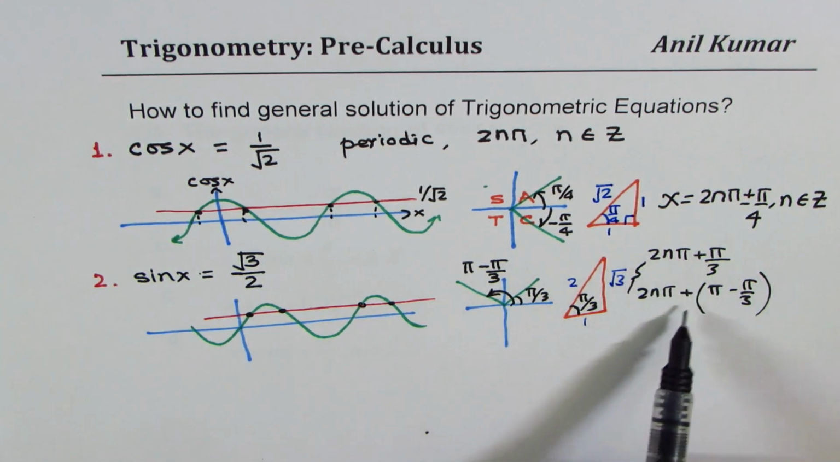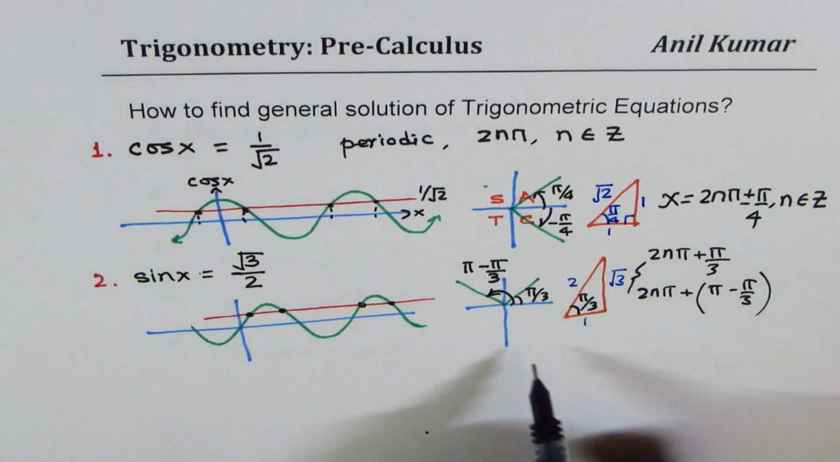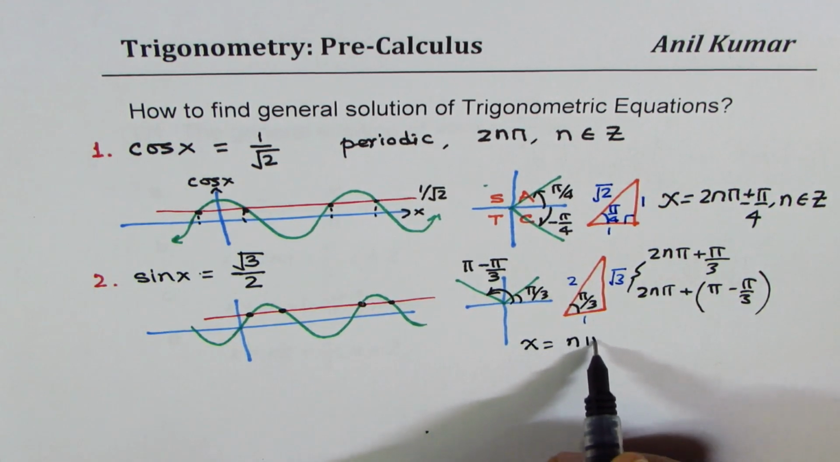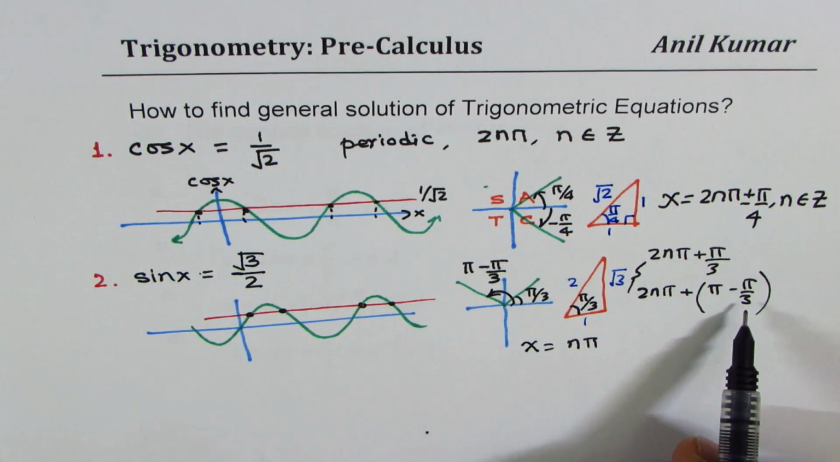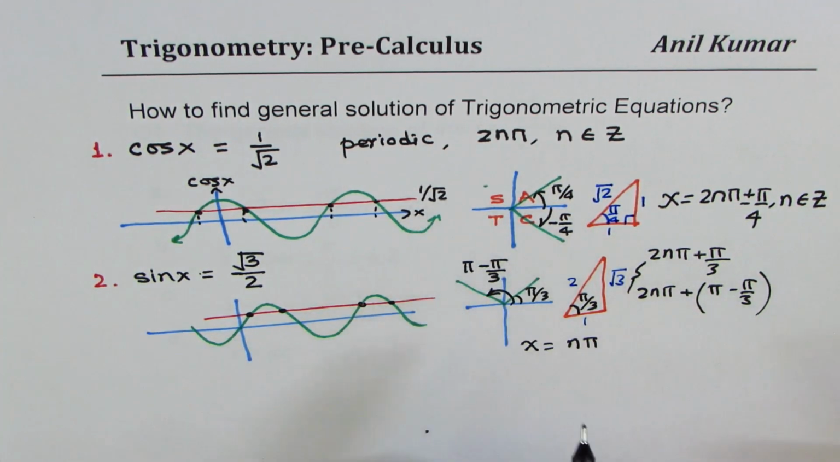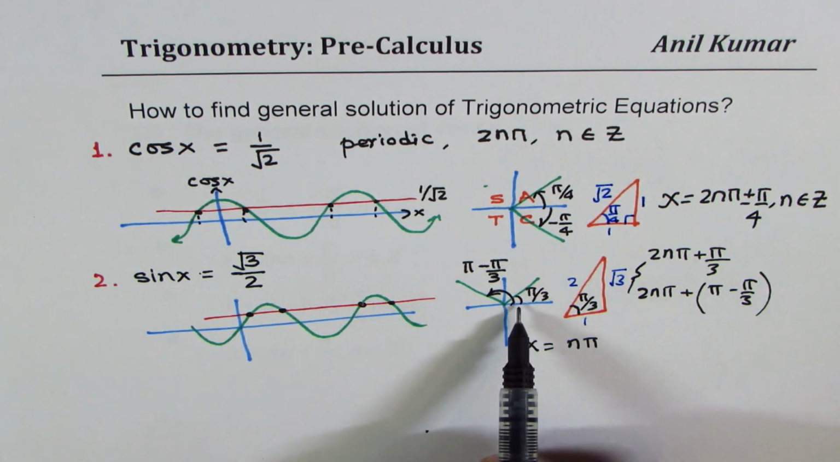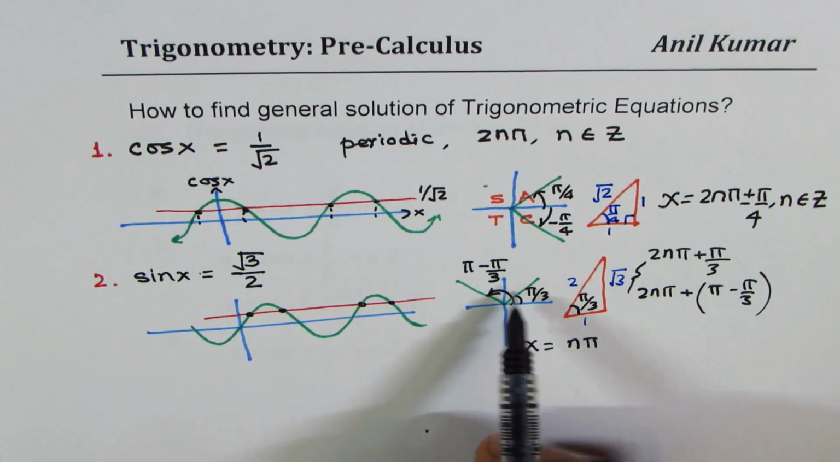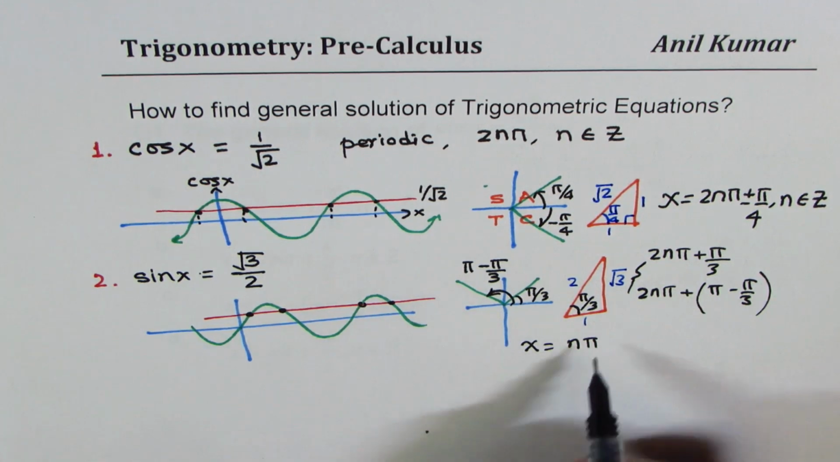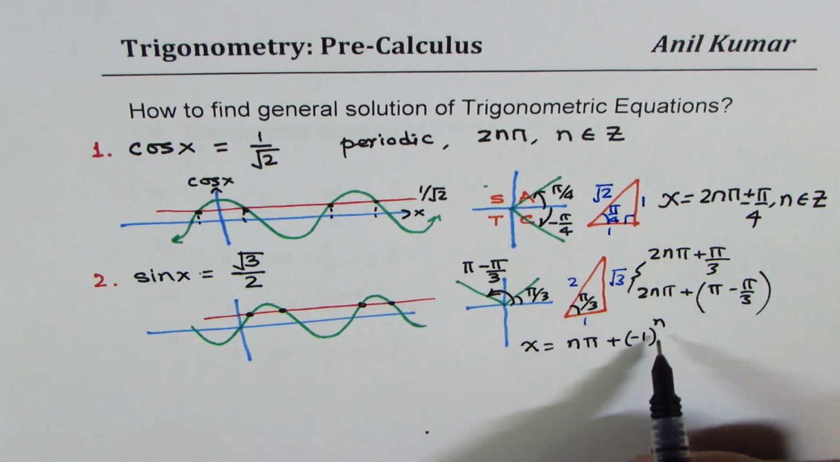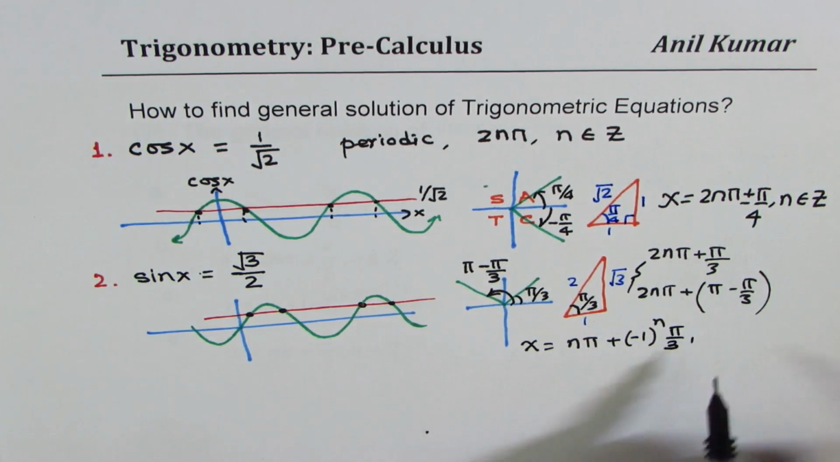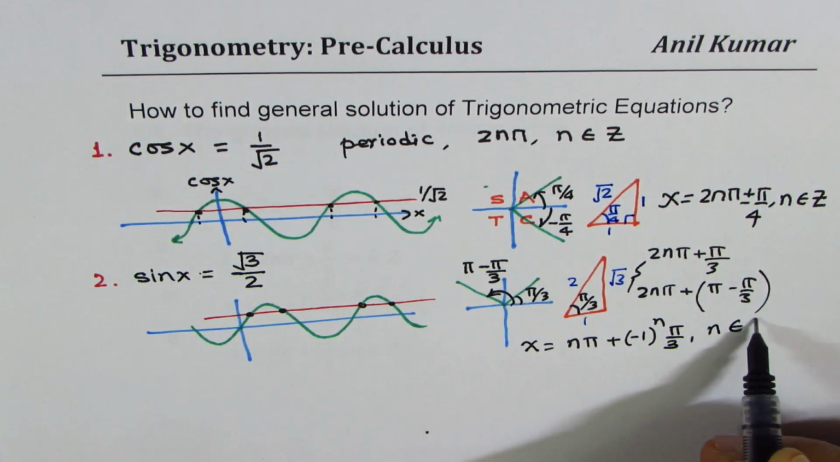Now the way to combine this is to write the solution as x equals n pi, and sometimes you add the value of pi by 3 and sometimes you take it away. Think about half the cycle, which is this pi. In this pi, sometimes you add and sometimes you take away. So you could write this as minus 1 to the power n times pi by 3, where n belongs to integers.